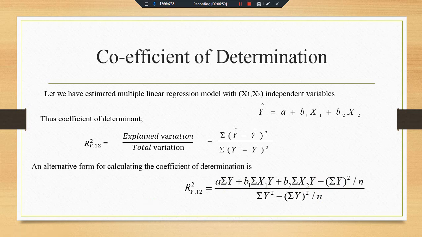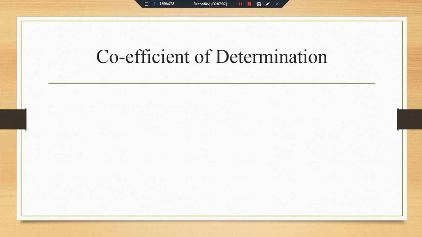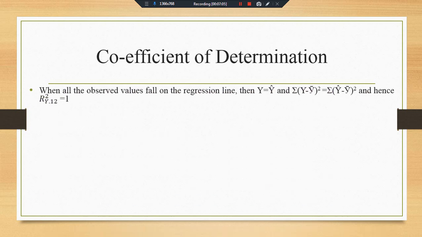So let's discuss the interpretation of the coefficient of determination. When all of the observed values fall on the regression line, so keep it in mind, when our observed and estimated values are equal to each other, then y is equal to y hat, and our total variation is equal to our explained variation. This is our total variation and this is our explained variation. So in this case our r square is equal to 1.